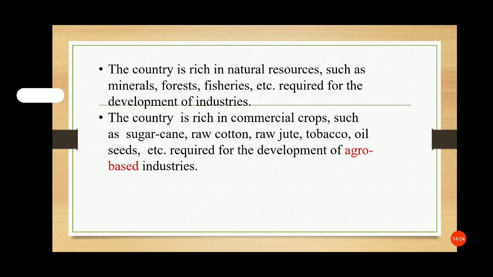The country is rich in commercial crops such as sugarcane. Maharashtra, UP, Tamil Nadu are the important states for the sugarcane crop. Raw cotton: Maharashtra, Vidarbha, Marathwada are good regions for the raw cotton crop. Raw jute, tobacco, oil seed, these are required for the development of agro-based industry.